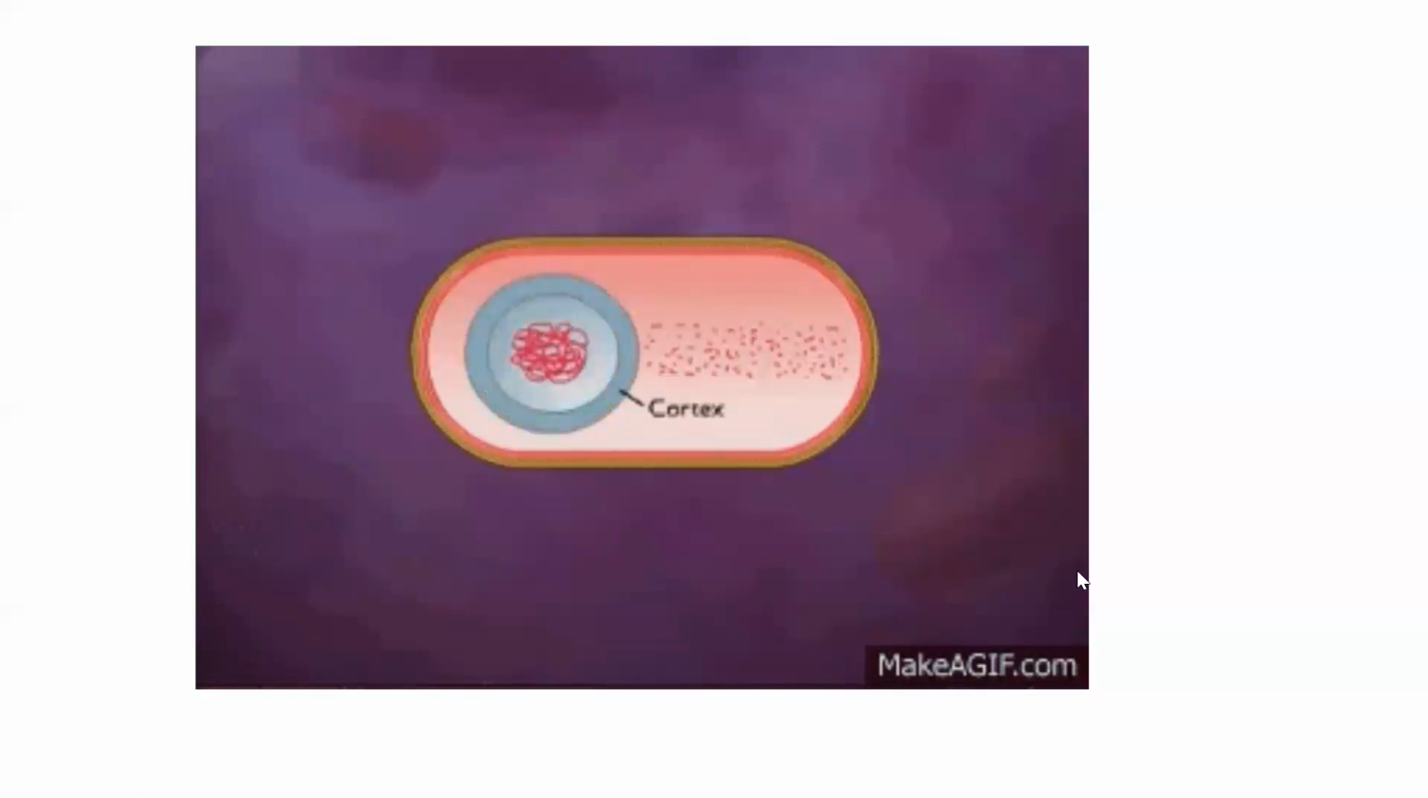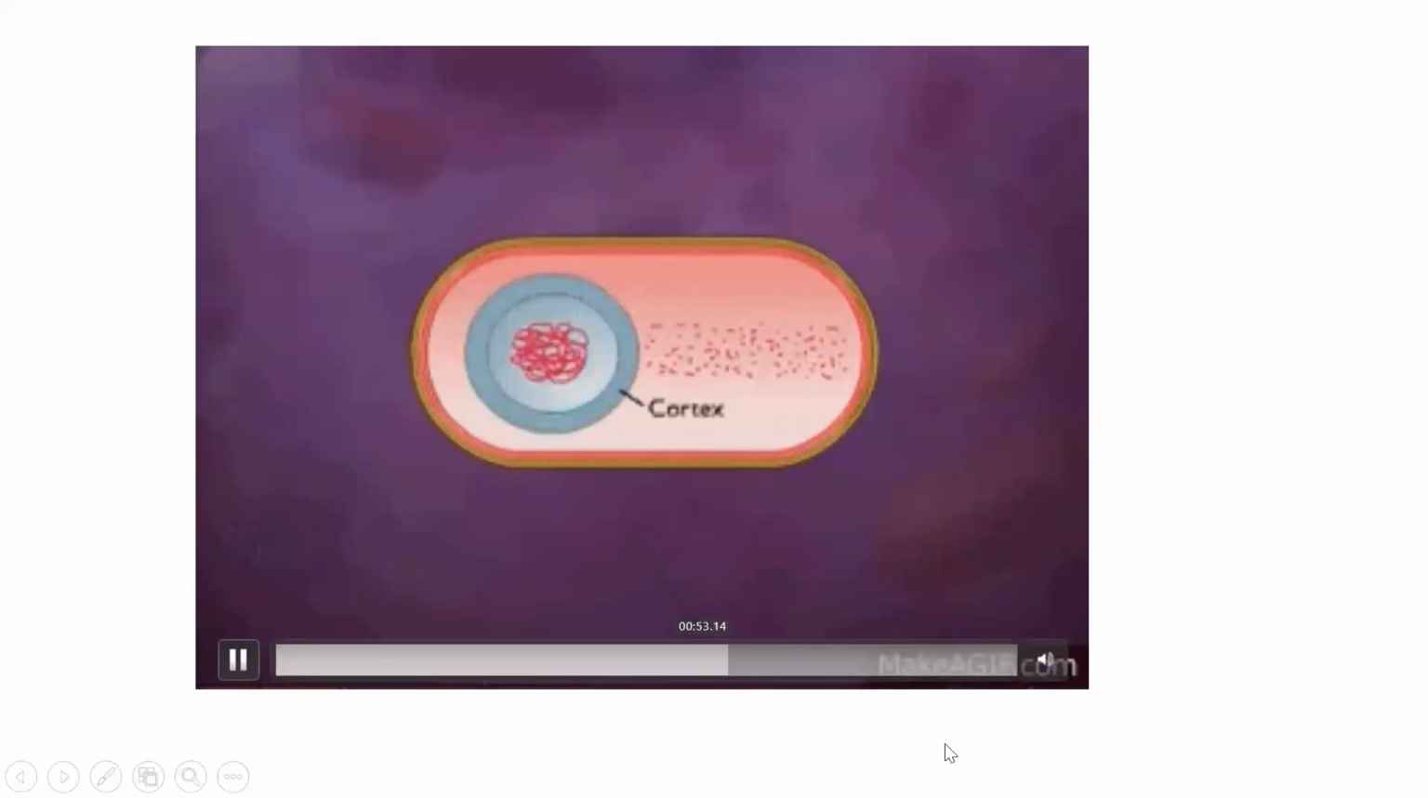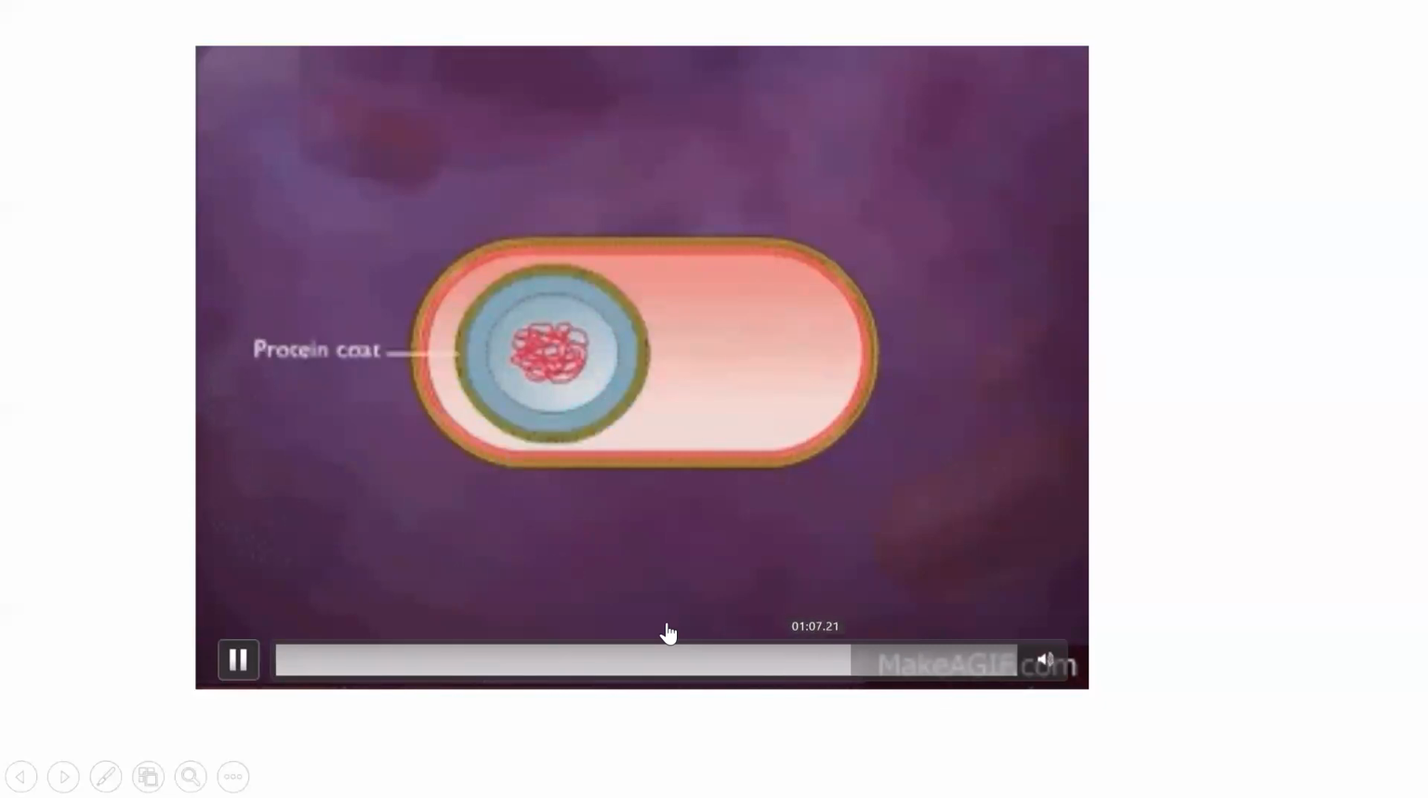Yeah, the spore coat has been formed. The cortex is there. Now the maturation takes place. Now it is trying to go out from the spore mother body.